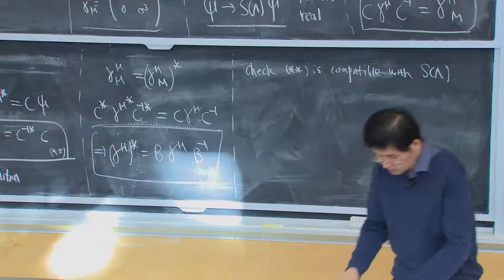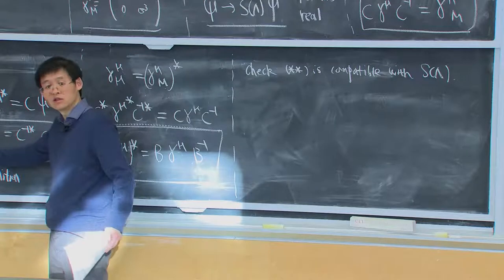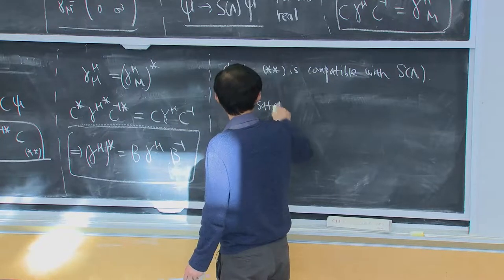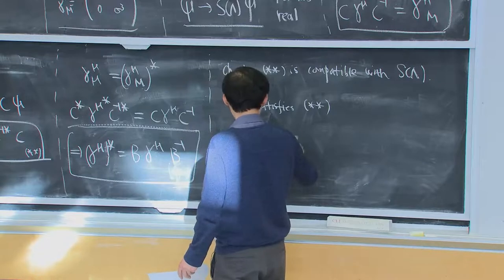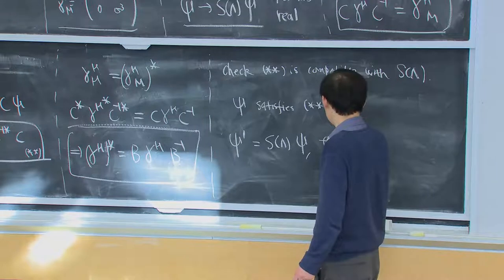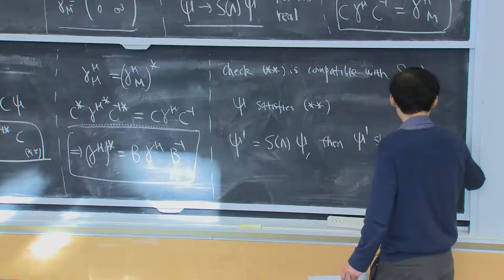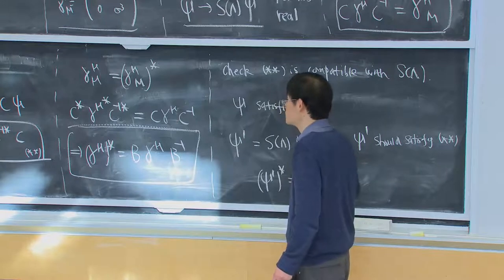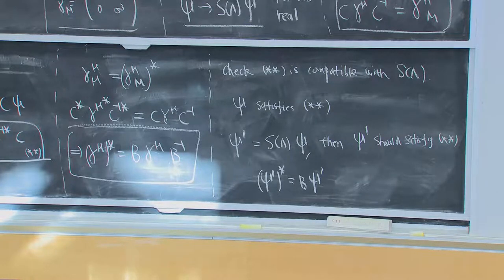What we mean by compatible with Lorentz transformation is that if we take a psi which satisfies this condition, star star, and then we make a Lorentz transformation psi prime equal to S lambda psi, then psi prime should also satisfy that condition, star star. That means psi prime star should be equal to B psi prime. So psi prime star should satisfy that equation. Now let's check this.